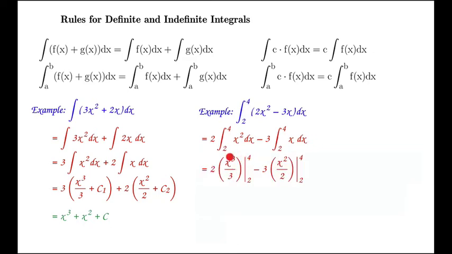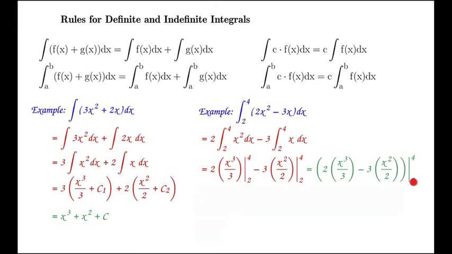The integral of x squared is x cubed over 3. We need to evaluate that between 2 and 4. The integral of x is x squared over 2. We need to evaluate that between 2 and 4. That is, x cubed over 3 is one of the antiderivatives of x squared, and x squared over 2 is one of the antiderivatives of x. Well, we could do these separately. You could also combine them and take 2x cubed over 3 minus 3x squared over 2 and evaluate that between 2 and 4.